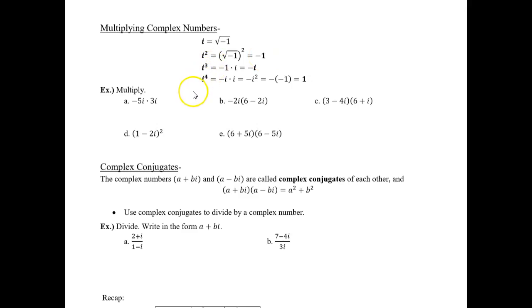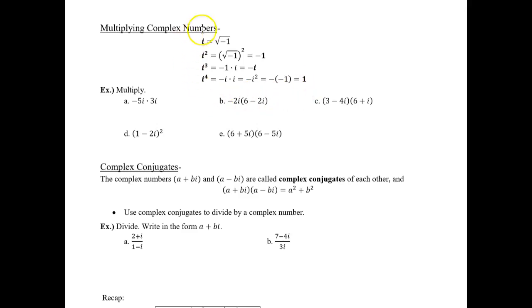Let's talk about a few higher powers. If I cube it, well, i cubed is the same thing as i squared times i, right? And i squared, we said, was negative 1. So it becomes negative 1 times i, and negative 1 times i is just negative i. i to the fourth is the same thing as i cubed times i. We just found out i cubed was negative i. So negative i times i would be negative i squared. But i squared is negative 1.